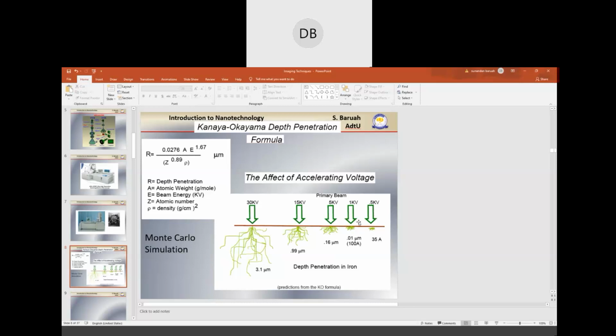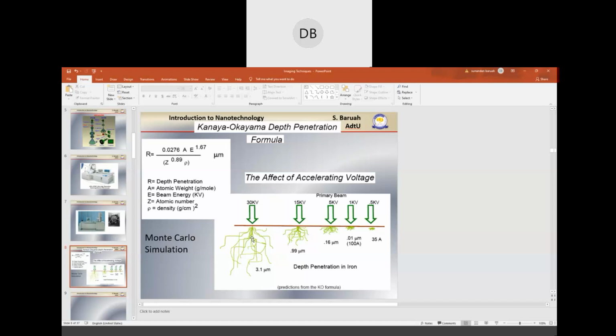So if you increase the voltage, more electrons will be coming out because it is penetrating more. If you're keeping your electron microscope at 1 kilovolt and trying to image the sample, it might not be very clear, because the number of electrons coming out will be less as compared to the number of electrons going in here, because this is going in at a much higher velocity.